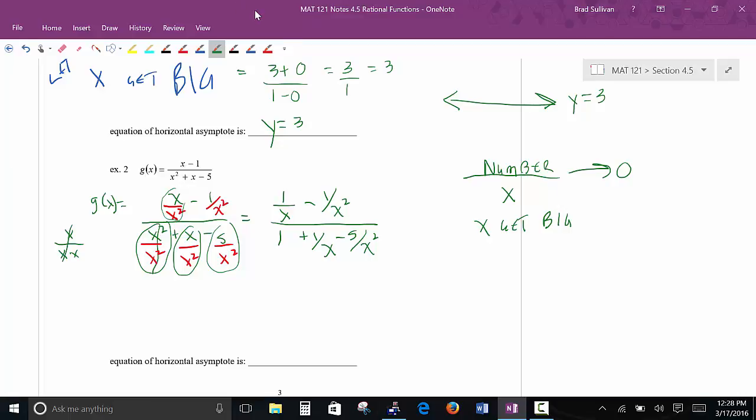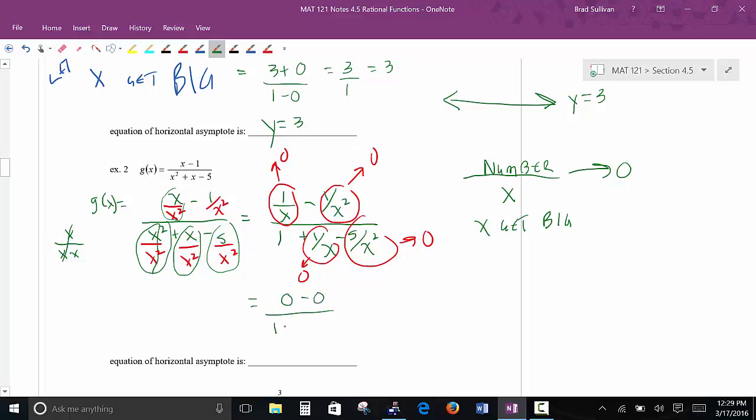So the idea on this problem is this thing is going to go to 0. This thing is also going to go to 0. It's going to go to 0 faster because you're squaring the denominator, which makes the number get bigger faster. Still goes to 0. 1 just stays 1. That goes to 0. That goes to 0. Now, if you write this in a simplified form, this is going to be 0 minus 0 over 1 plus 0 minus 0. That's 0 over 1, so it's equal to 0. So that means the horizontal asymptote is y equals 0. Okay, does that make any sense?